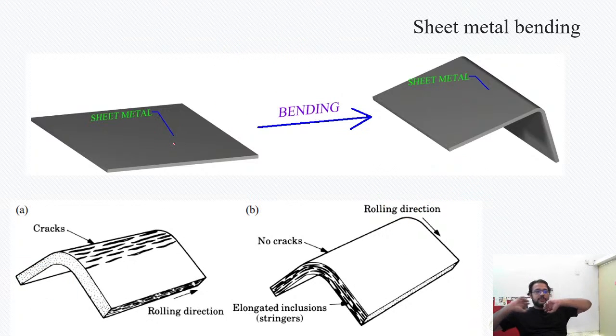Right, so let's discuss sheet metal bending. Sheet metal bending is one of the very basic kind of manufacturing processes, and a lot of products in the market are made using sheet metal. Some of the key things that you need to understand is that it's always good to bend metal across grains.